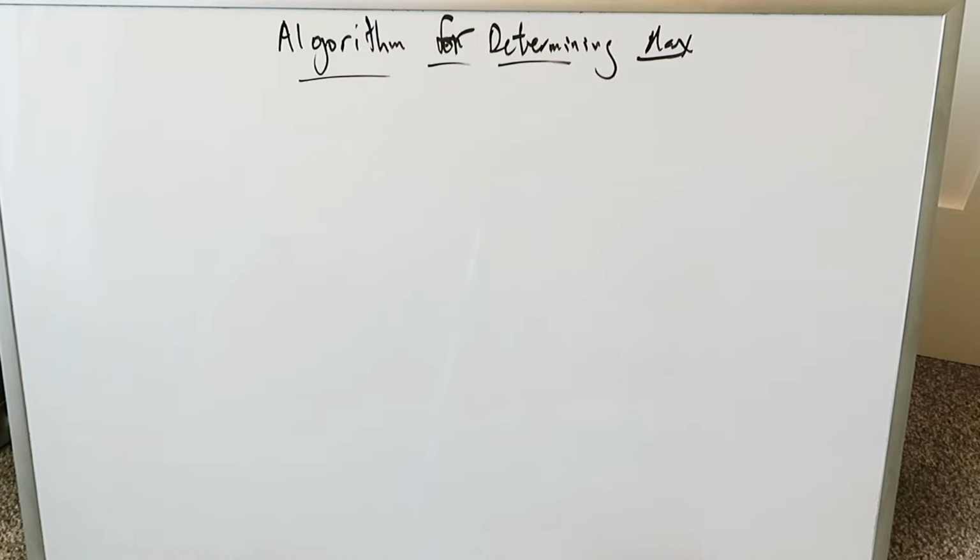Thank you for joining me for this video where we're doing an algorithm for determining a maximum from a list or an array of numbers. That list or array or grouping of numbers could be millions or thousands, and you would have to determine the maximum from all of that. How would you develop an algorithm for doing something like that? Something which is quick and efficient.